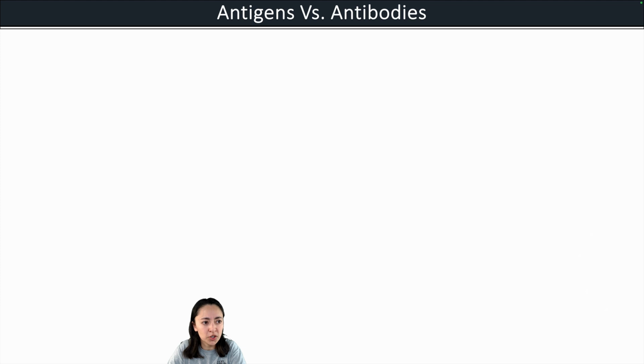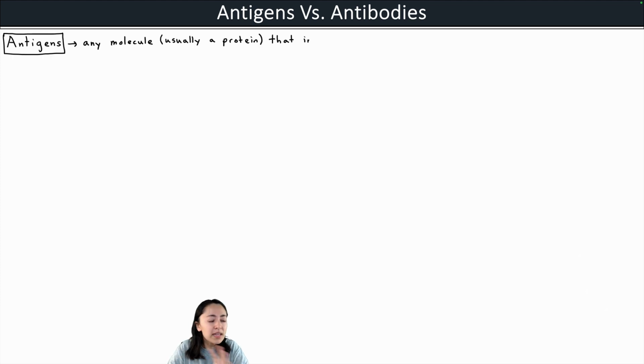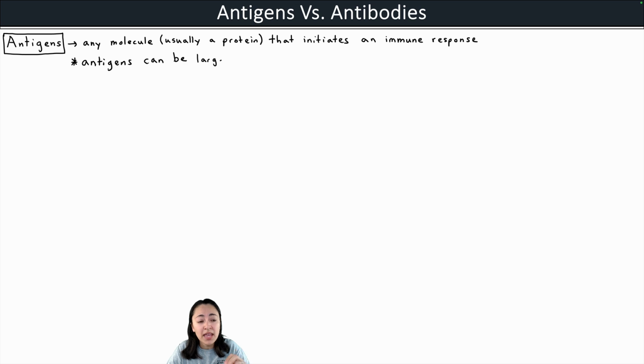So we've talked a lot about antigens versus antibodies, and let's make sure that we understand the difference between these two terms. Antigens are any molecule, usually a protein, that initiates an immune response. Antigens can be large and complex molecules, or they might be more simple.